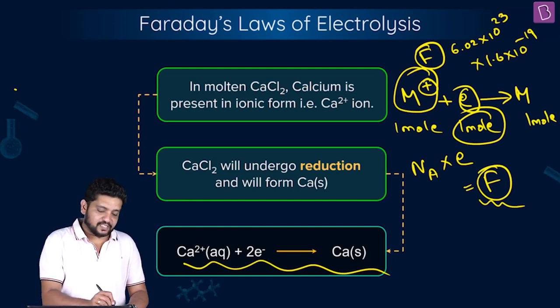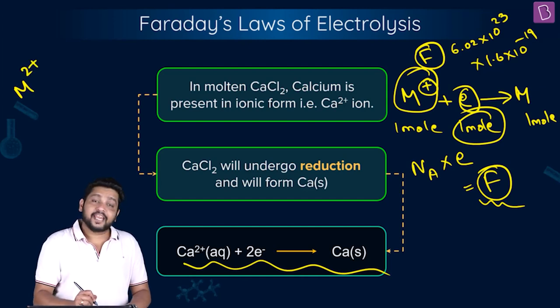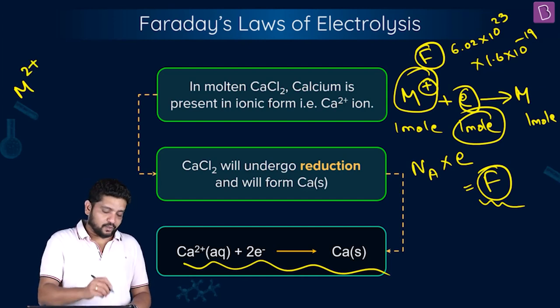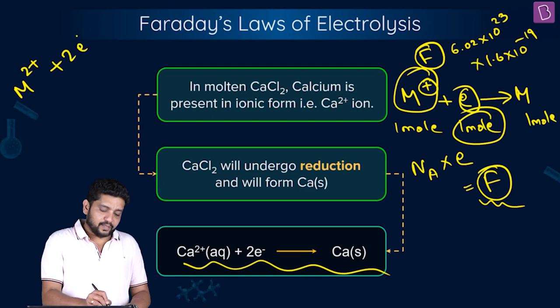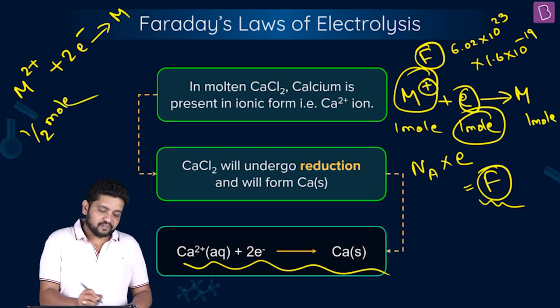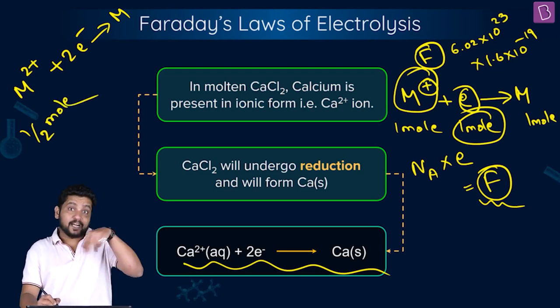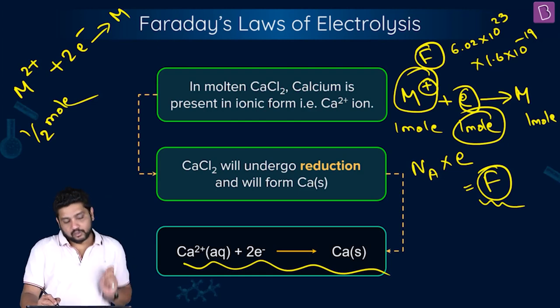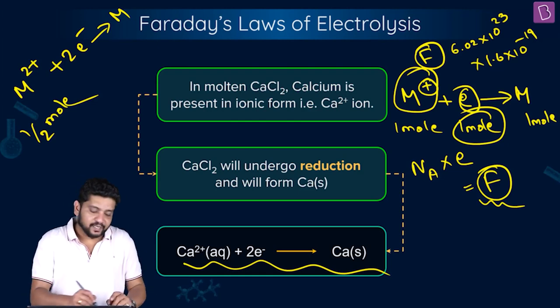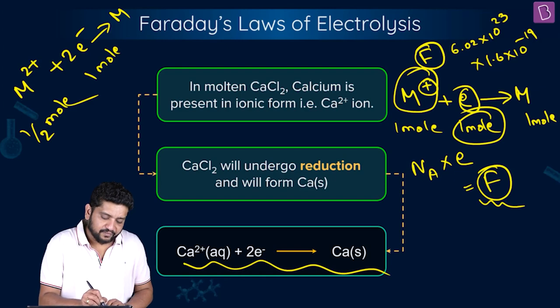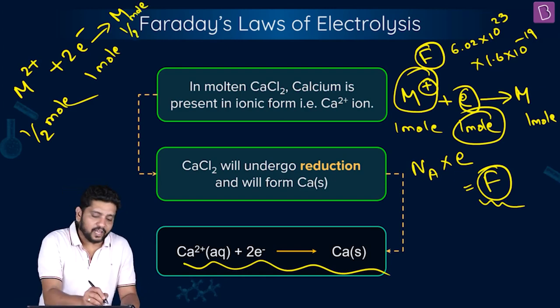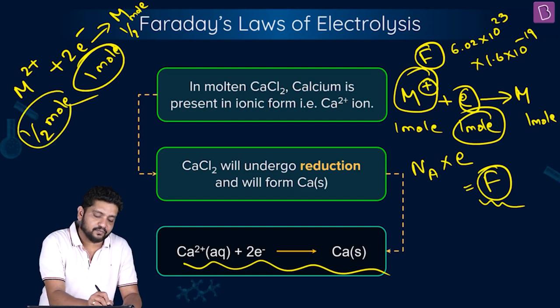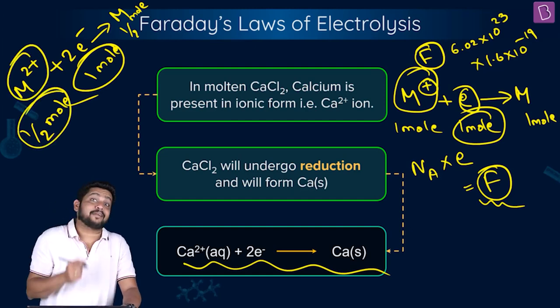Or if I had, let's say, M2 plus, right? M2 plus would take up 2 electrons. So if I have, let's say, half mole of M2 plus, it will need how many? Each needs 2 electrons. So half mole of M2 plus will need 1 mole electrons, and we will again get half mole of this metal, right? So 1 mole electrons will be associated with half mole if you are looking at M2 plus.